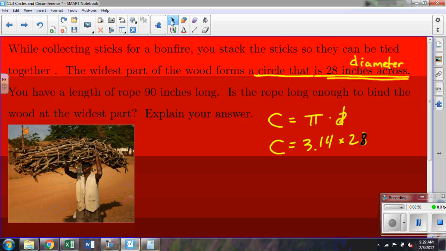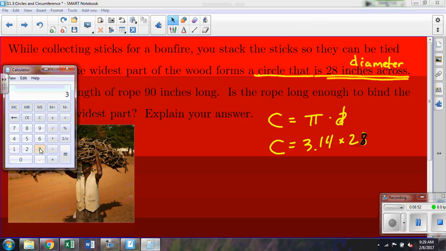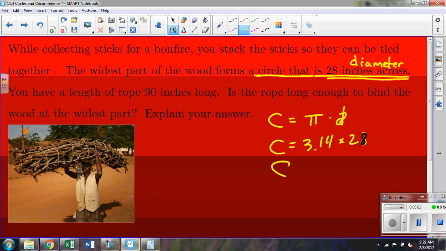And going back to our calculator to speed it up, 3.14 times 28, 87.92. Essentially then, that's telling us it's 88 inches in circumference. You've got a length of rope that's 90 inches long. Do you have enough rope? Barely. Just barely.